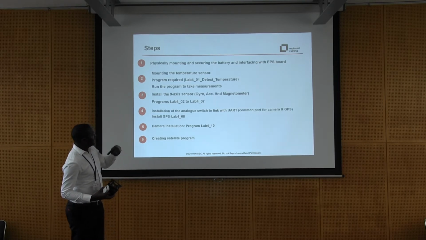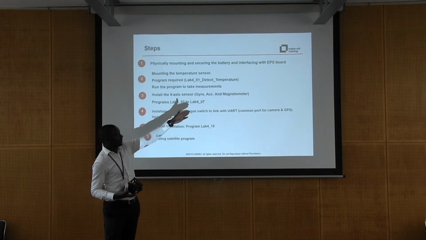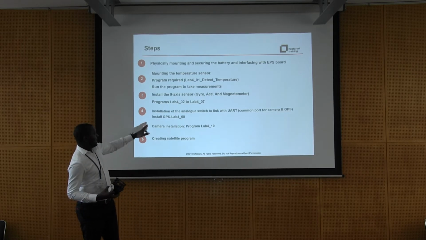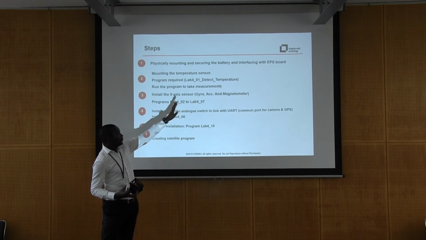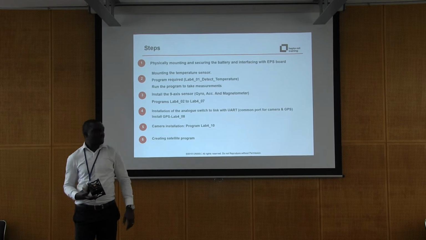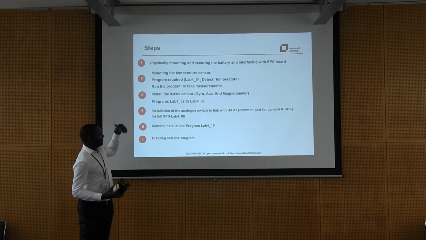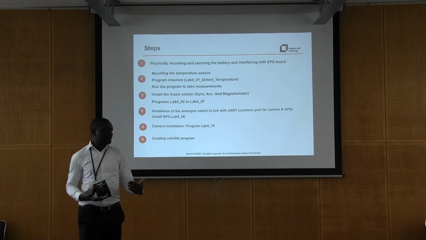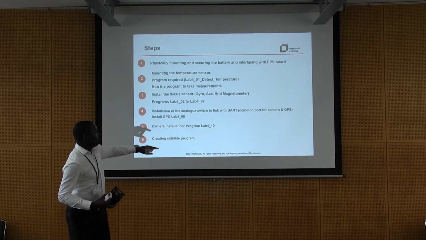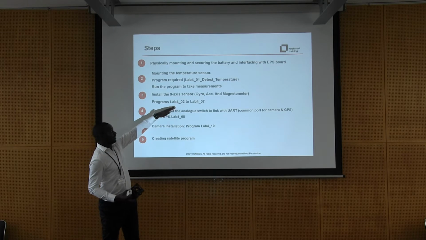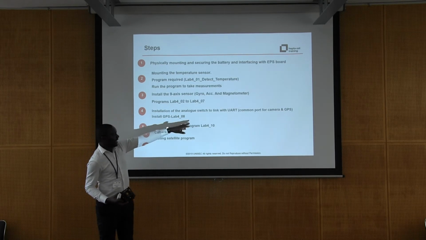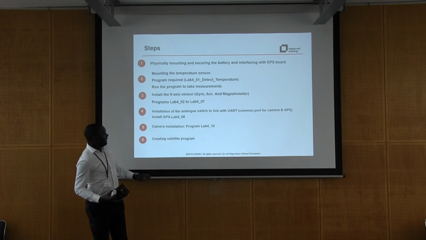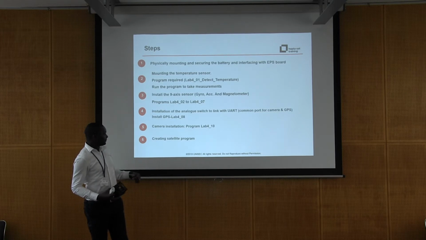Then we install the 9-axis sensor for the gyro, acceleration and magnetometer, and we use lab 2 to lab 7 to do that. And this is normally where you are loading a program into the embed, which is the satellite, and allowing it to give you feedback on the housekeeping data conditions. And installation of the analog switch to the UART and the camera.